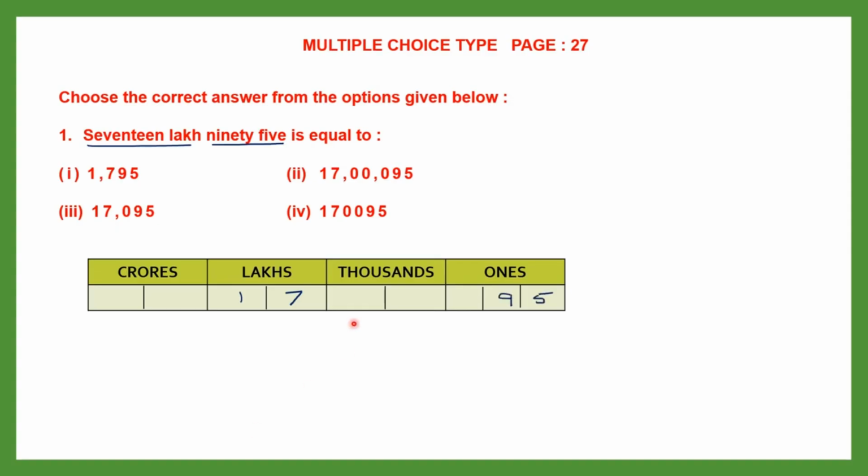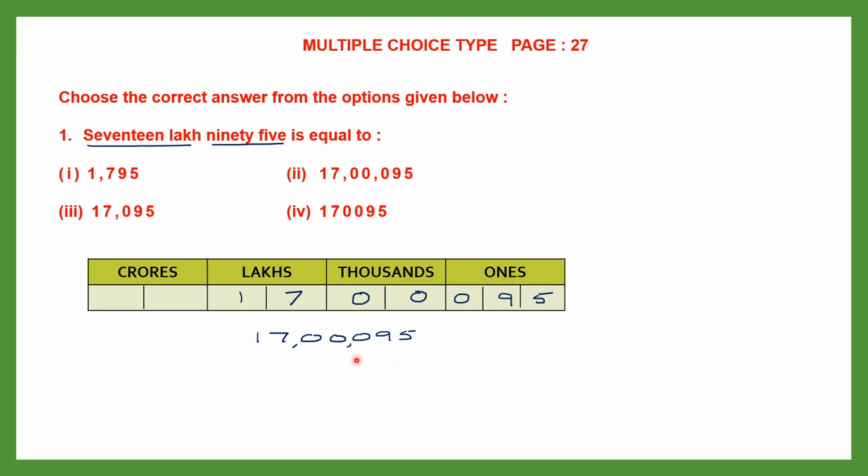So what about all these places here? We need to put 0. So there'll be a 0 here in the thousands place, a 0 in the hundreds place. So what is the number that we have? 17000095. Now let's place our commas according to the periods. So this is the ones period. This is the thousands period. Now we have 17 lakh 95. So this is our answer.